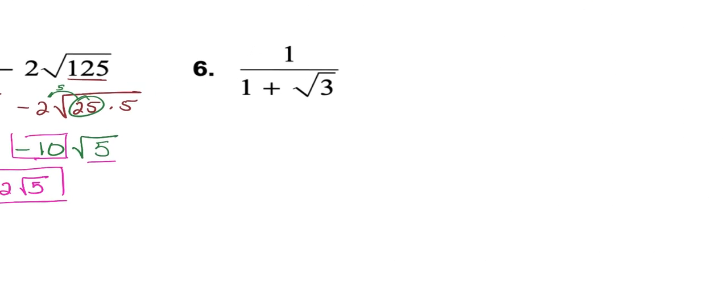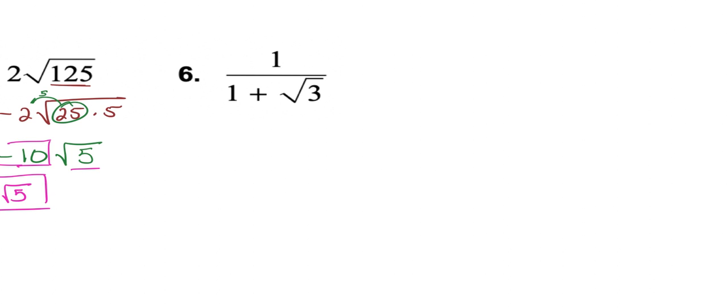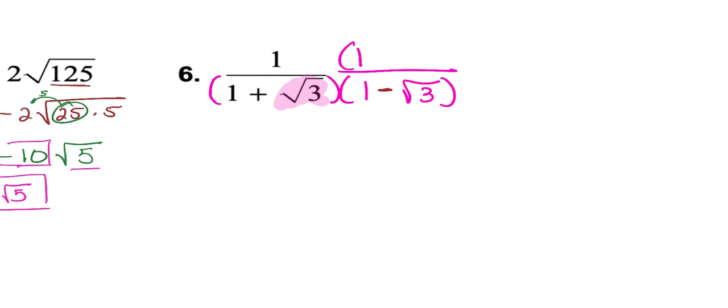Now, in number 6, I would like to get rid of this radical down here, but I can't just multiply by root 3. You've got to multiply by the conjugate. The conjugate is exactly the same as what's down there, except it's got the opposite sign. So for us, it's 1 minus root 3. Now, on top, the math is easy. Distribute, distribute.